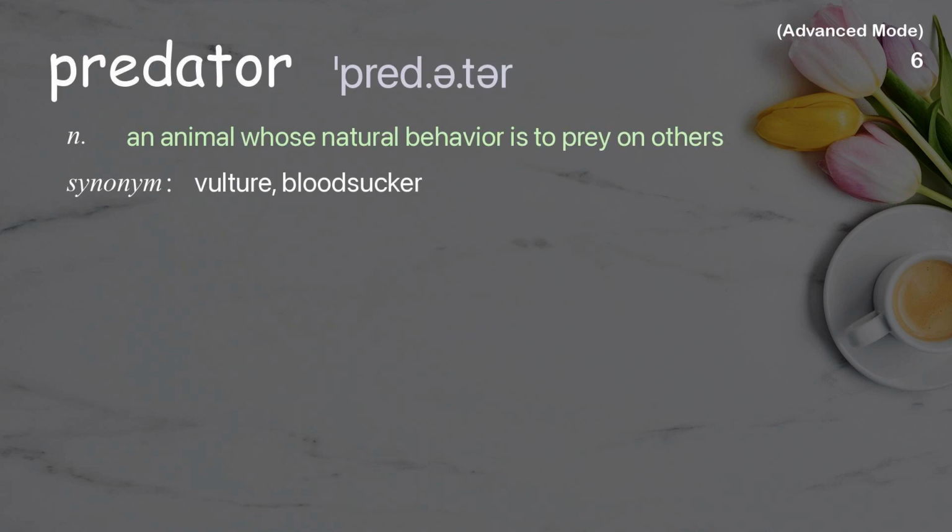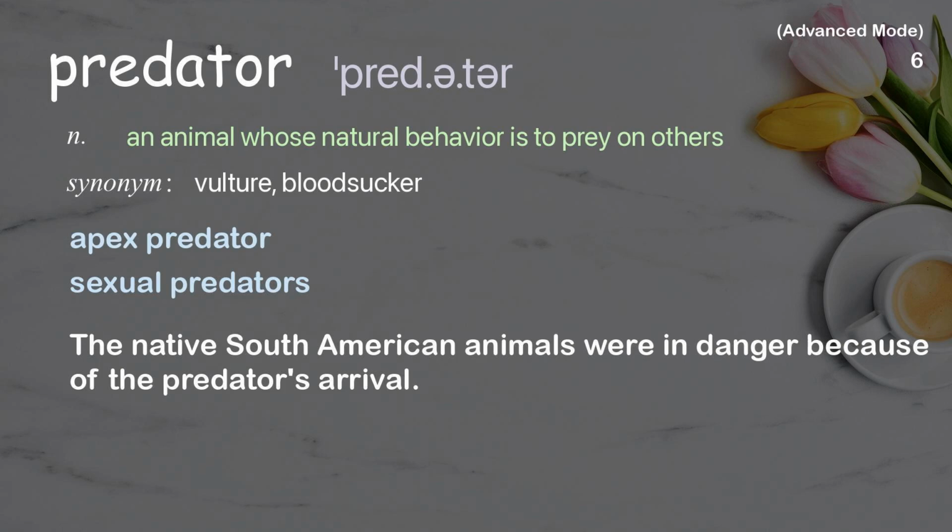Predator. An animal whose natural behavior is to prey on others. Examples: Apex predator, sexual predators. The native South American animals were in danger because of the predator's arrival.